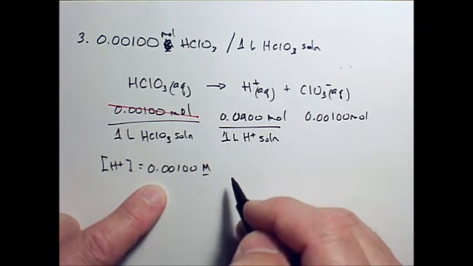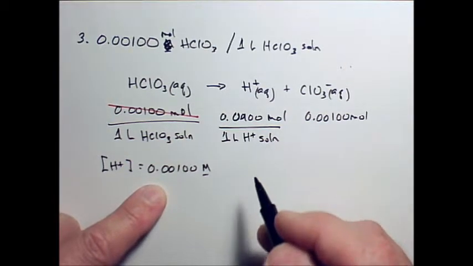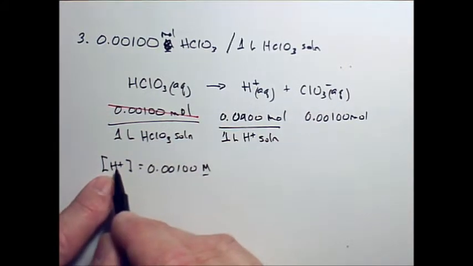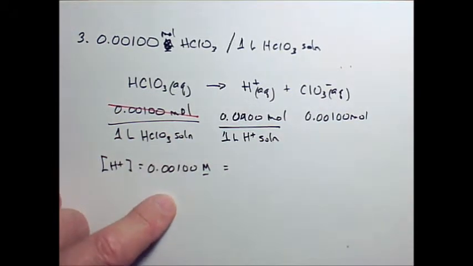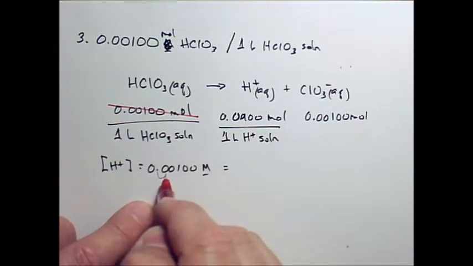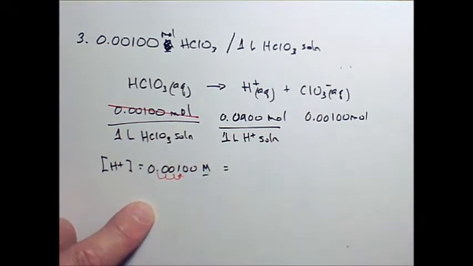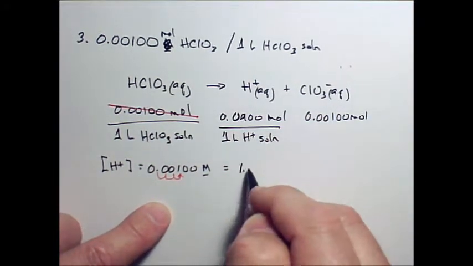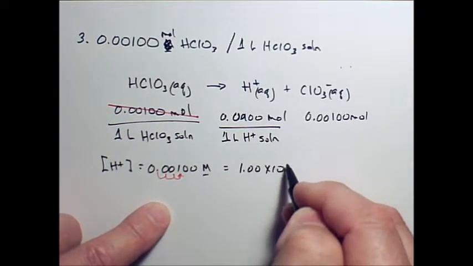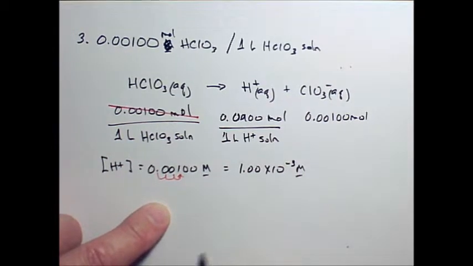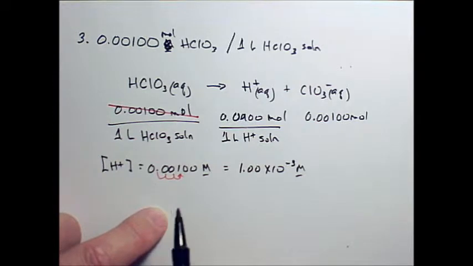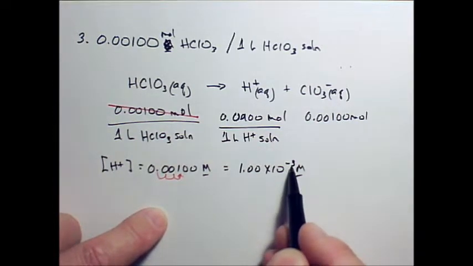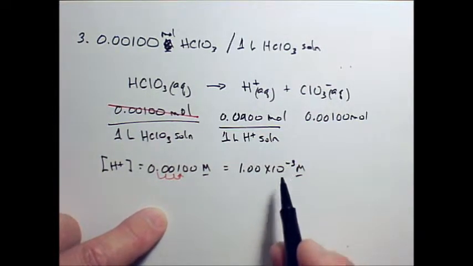And logarithms, pH is the negative logarithm of this number here. This number is the same as, by moving my decimal place 3 places to the right, 1.00 times 10 to the negative 3 molar. Wouldn't it be 3? No, if you move to the right, it's negative 3. So if we take the negative logarithm of that, we get 3.